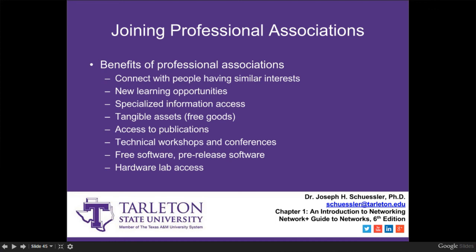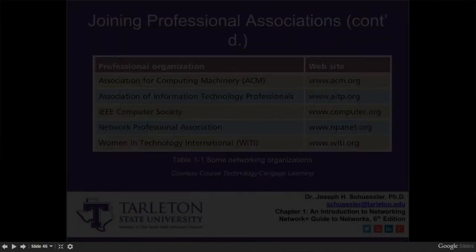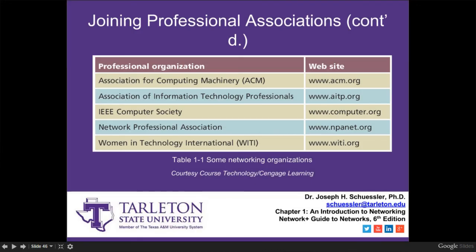And a couple of bullet points down there later it says free software and free release software. Go to a lot of these Microsoft things that they put on. In a lot of cases they'll give away free software. That's really cool. It's a good way to get exposed to things. Attend technical workshops and conferences and access publications. A lot of times you have those by joining professional associations, and again, those are good ways to be exposed to the latest and greatest. And then lastly, hardware lab access. In some cases, you'll have a lab that you can actually go and practice things and learn things.